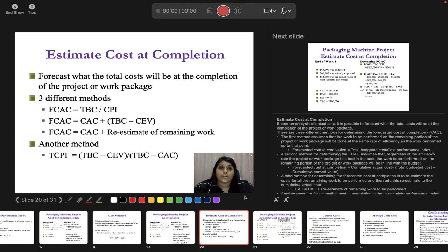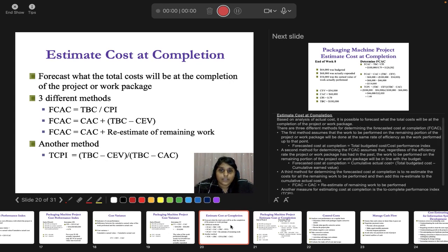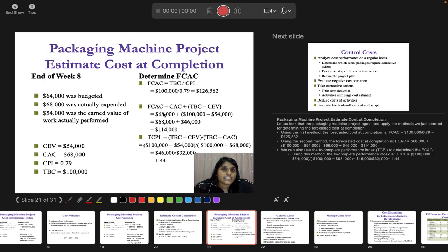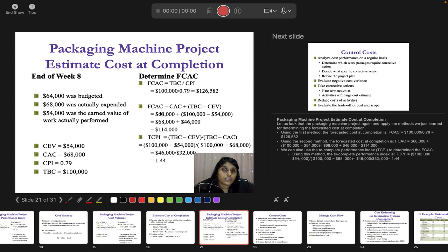So the next one would be CAC, cumulative actual cost plus total budgeted cost minus cumulative earned value. Okay, so that means you are going to take the 68,000, which is your actual cost, and then you plus 100,000 minus 54,000. So you are going to assume that the next progress will not have any delay. It will be actual with whatever that you have planned, right?